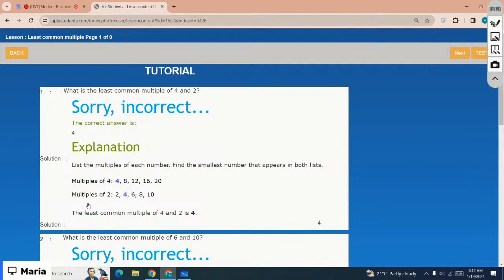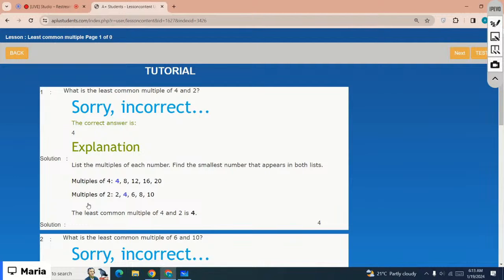So now we're going to start with the least common multiple, right? For the least common multiples, you have to write down the multiples of the numbers. For example, the first one is, what is the least common multiple of 4 and 2? So you have to list the multiples.